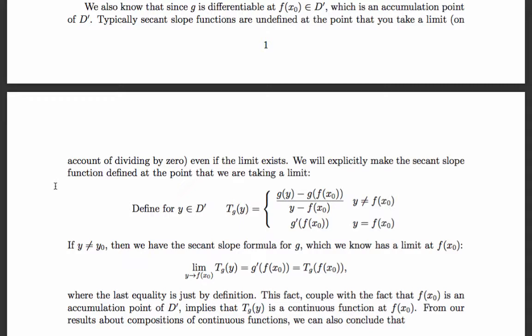Of course, we know that number exists, and specifically, this number is the limit of this secant slope function as y approaches f of x naught. We know that limit exists because the limit of the secant slope function is the derivative of g at f of x naught, which we know exists. So these are all things we know just from the hypothesis of the theorem. So, as we said, as y approaches f of x naught, t_g of y is g prime of f of x naught, which, by the way, we constructed in this particular secant slope function; we said that is t_g of f of x naught.